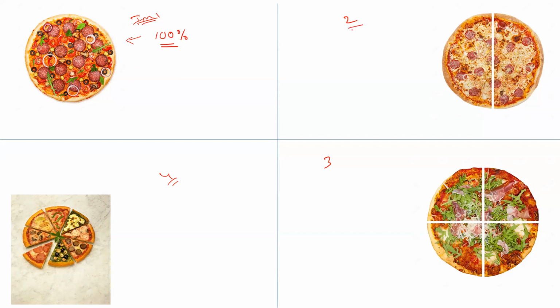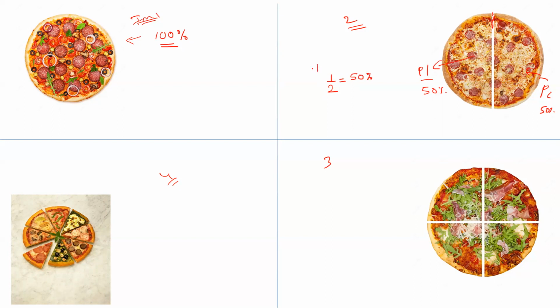And in image 2, what you can see is that the pizza is divided into two equal parts. If we divide this pizza into two equal parts, let's say this is part 1 and this is part 2, each part will be 50%. When we divide this pizza into equal parts, each part will be 50%. So the ratio of 1 by 2 is nothing but 50%.